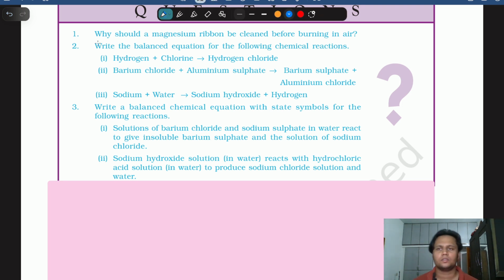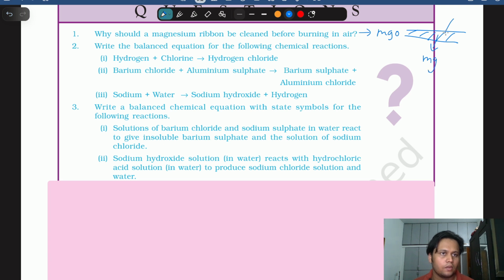Now see, the first question: why should magnesium ribbon be cleaned before burning? I stressed it so many times, so by now you must know. Because a thin layer of MgO will be formed. If this is a magnesium ribbon, this is magnesium, Mg.